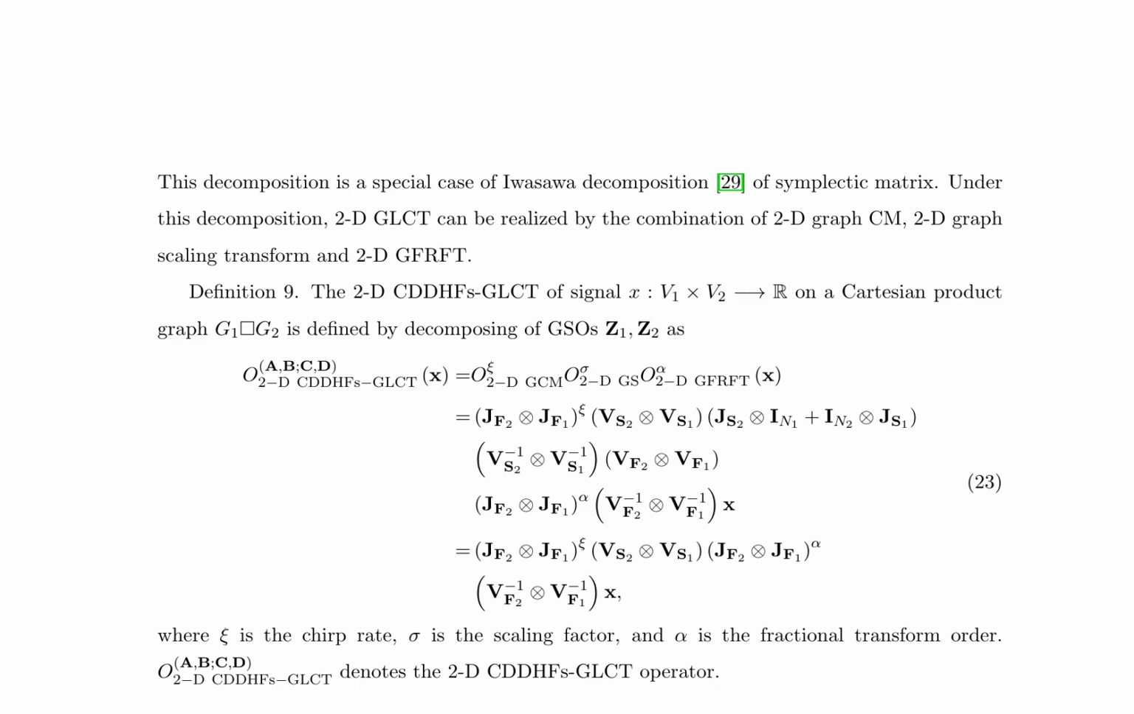The realization of the 2D CDDHFs-GLCT is achieved through the combination of 2D graph CM, 2D graph scaling transform, and 2D GFRFT, as expressed in equation 23.